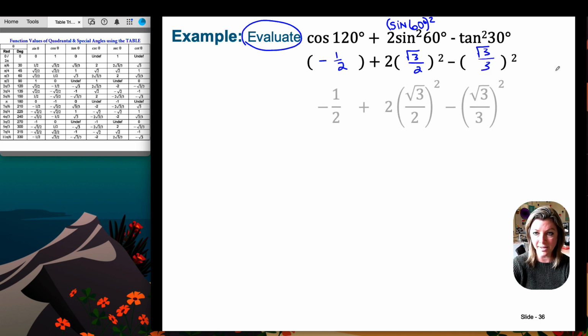It looks like this. And we have technically done what they asked. We have evaluated that expression. However, this answer is not in its most simplified form. So everything we're going to do from here on out, it's not trigonometry, it's just simplifying the expression. Note your order of operations.